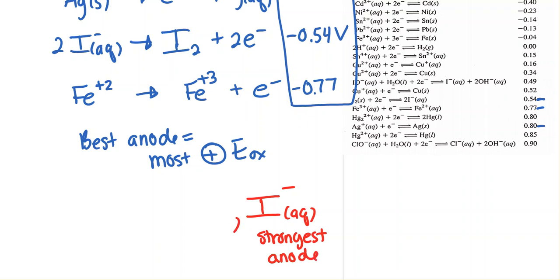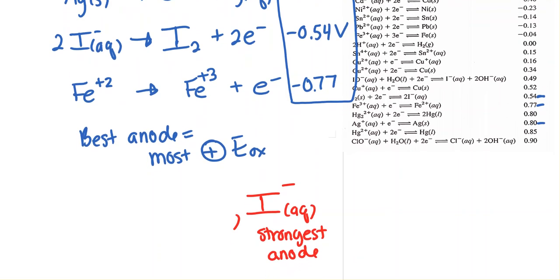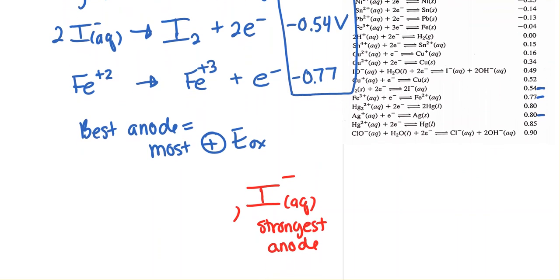And then the middle one, of course, will be the 0.77. So it'll be the iron. And then, of course, I'll have the silver. It wasn't that one.